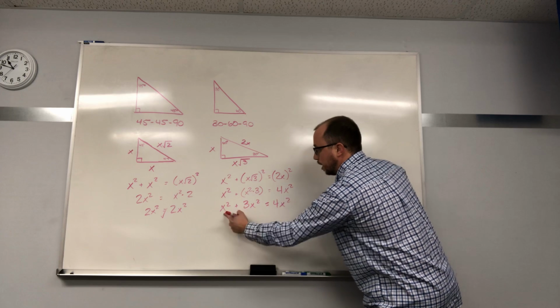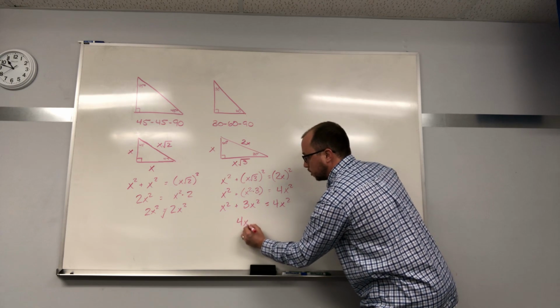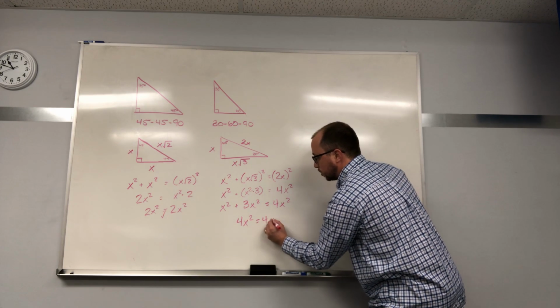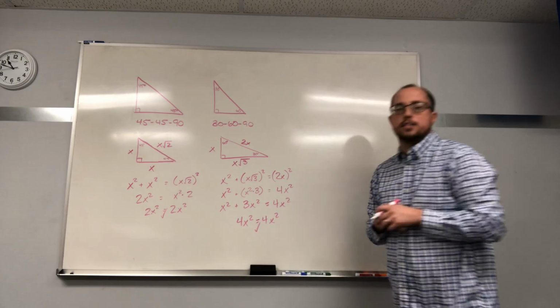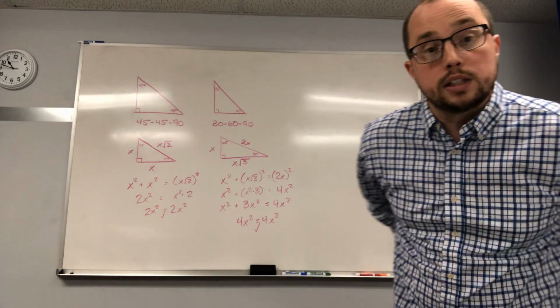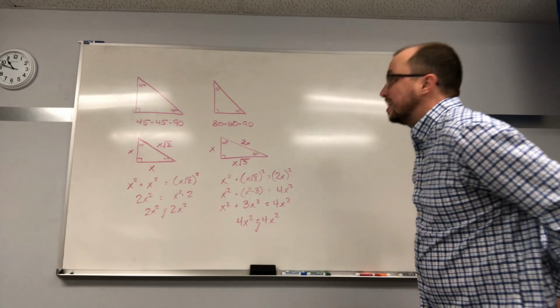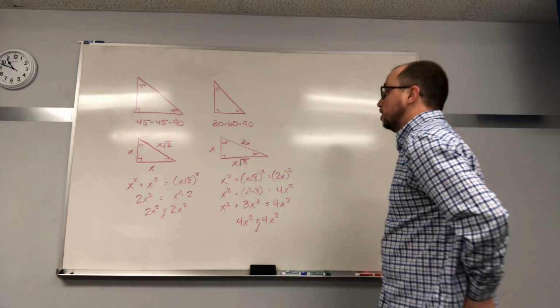Well, what is x squared plus 3x squared? It's 4x squared. So 4x squared equals 4x squared. Does that work? Of course it does. So because this works, it is a right triangle. It's special. It's a 30, 60, 90.